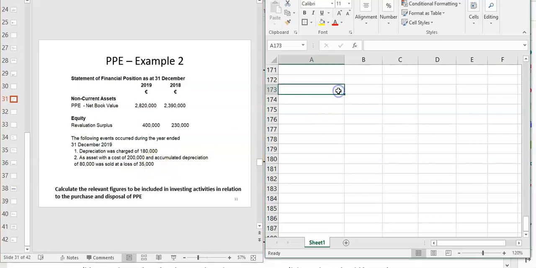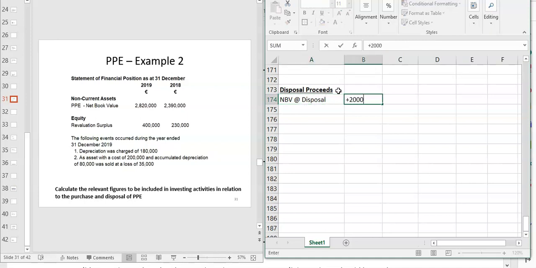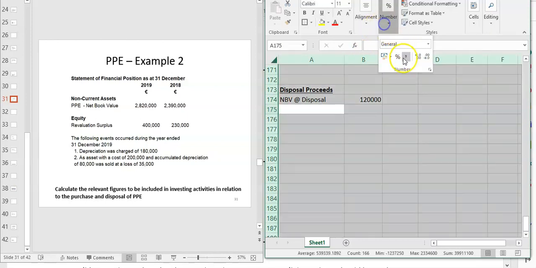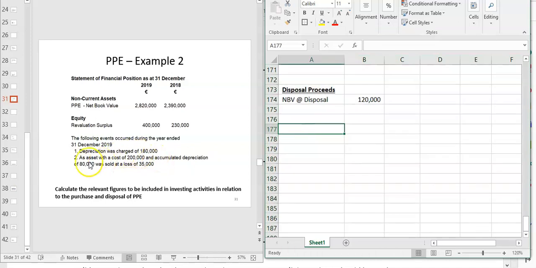So it's a different approach, but we still need two things. We need to know the disposal proceeds, and we need to know how much we acquired. We'll start with the disposal proceeds. It's actually a bit easier here. The net book value at disposal is given to us indirectly in the question. It is 200,000 minus 80,000, which is 120,000. How do we know that? Because you're told an asset cost 200 and accumulated depreciation of 80 was sold at a loss of 35. So this is just 200 minus 80.